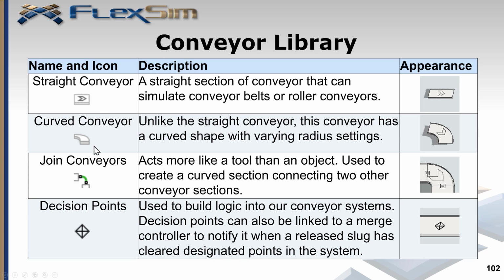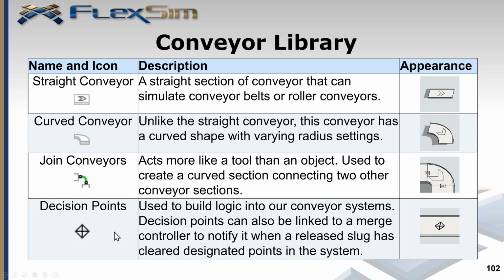The curved conveyor is another object that can simulate conveyor belts or roller conveyors, but unlike the straight conveyor, this conveyor has a curved shape with varying radius settings. Join conveyors acts more like a tool than an object. We use it to create a curved conveyor connecting two existing conveyor sections.